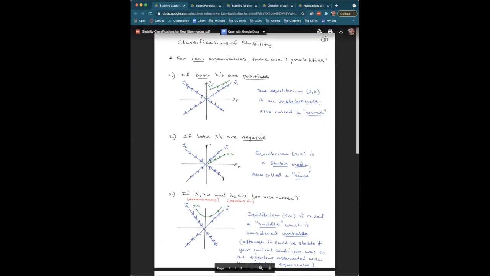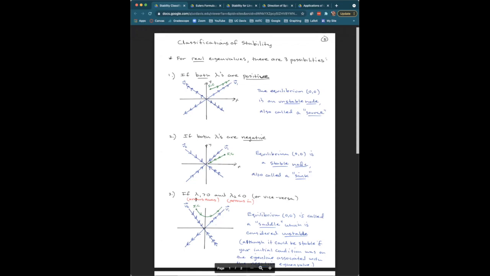And then thirdly, I won't say lastly, because there's also imaginary ones, which we'll get to later. If one eigenvalue is positive and one eigenvalue is negative, on the positive eigenline the arrows move away from the origin. On the negative eigenvalue's eigenline, the arrows move towards the origin. And that equilibrium 0, 0 is called a saddle, which is considered unstable because, so I should say, there is one line of stability, right? If somehow you're able to start exactly on this eigenline that's associated with the negative eigenvalue, then you will end up going straight to the equilibrium point, which is the origin.